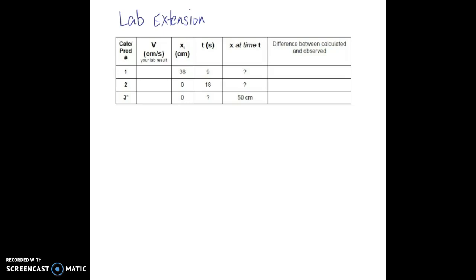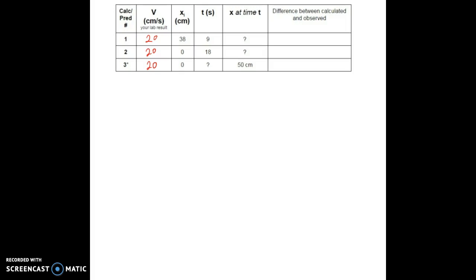Here are some example solutions from the lab extension. Let's say our Lego bot moved 20 centimeters per second. So in all three cases, the velocity is 20 centimeters per second. Now let's do a prediction just for this first motion right here.